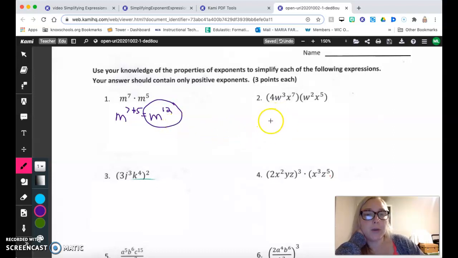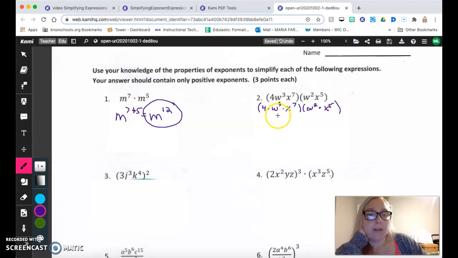For number two, we're going to start through that flow chart again. We don't have a power being raised to another power, and we don't have any negative exponents. But we do need to break apart what's happening within each of these expressions. So that's 4 times w to the third times x to the 7th. And remember, these parentheses squished together mean this expression is being multiplied times this expression. So all of this is being multiplied times w squared times x to the 5th power.